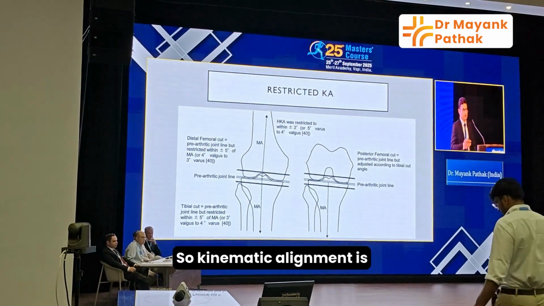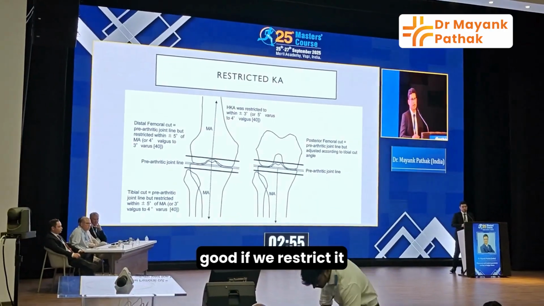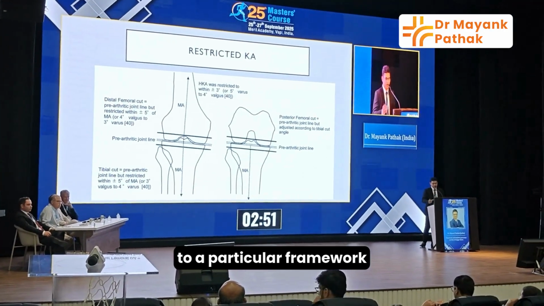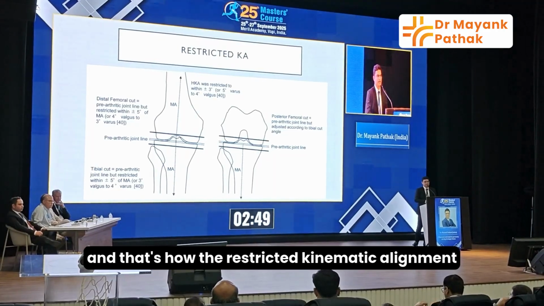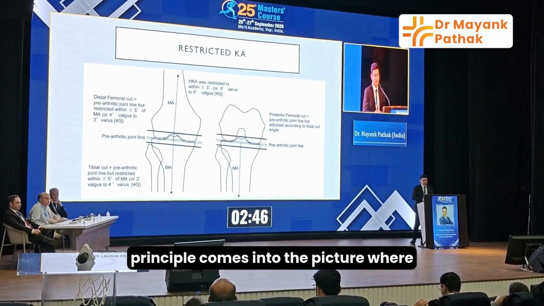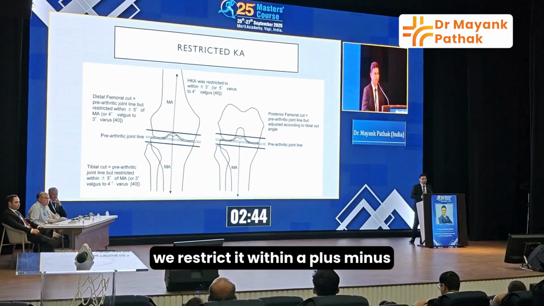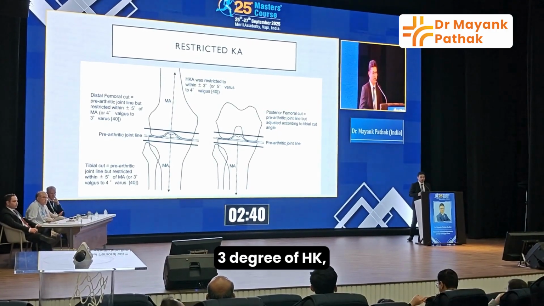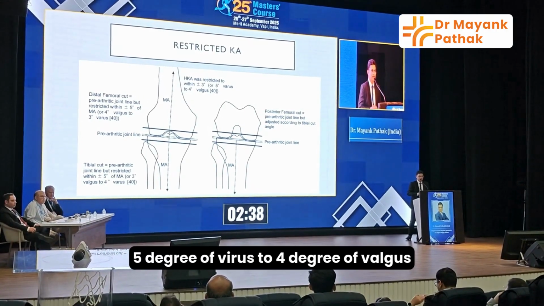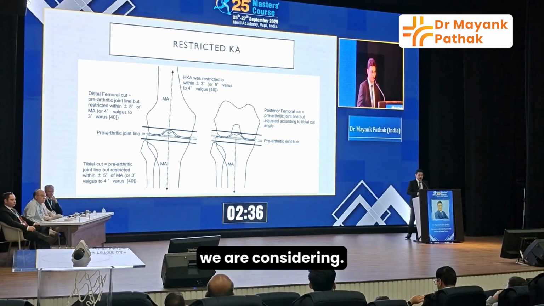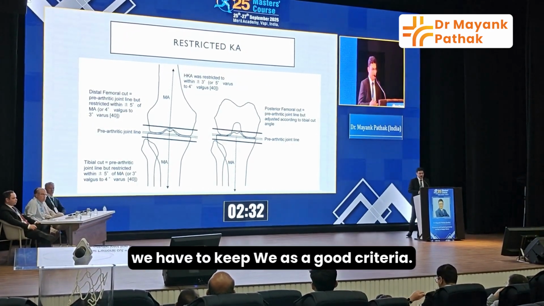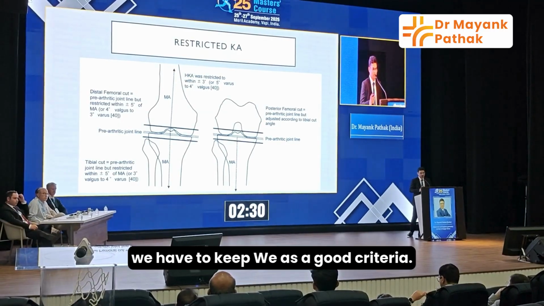So kinematic alignment is good if we restrict it to a particular framework, and that's how the restricted kinematic alignment principle comes into the picture, where we restrict it within plus minus 3 degrees of HKA, 5 degrees of varus to 4 degrees of valgus. We are considering this as a good criteria.